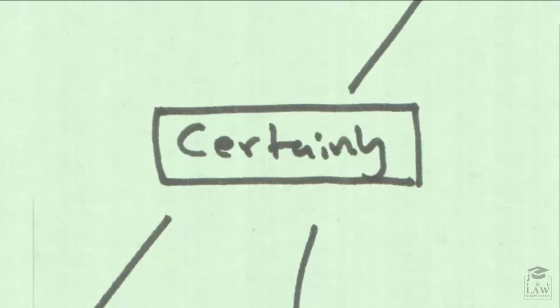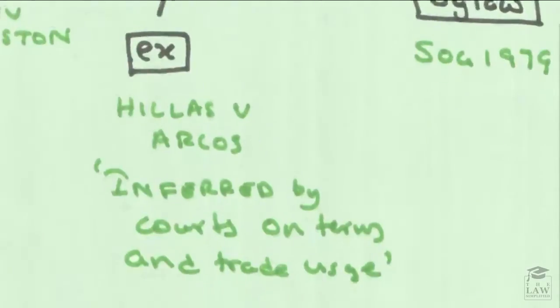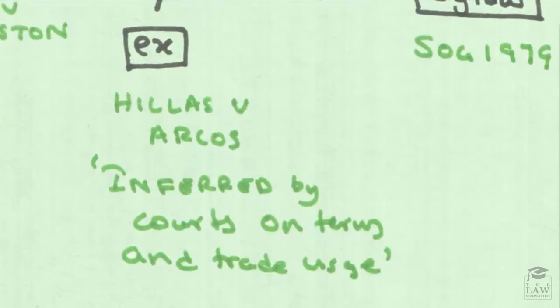However, this is also open for interpretation, and there is an exception to this as well, as in Hillis and Arcos. In Arcos, what was stated is, even though there might not be an element which is required for a contract to be considered as certain, where it can be inferred by court in relation to the trade usage itself, then there might be an exception to this rule, and it might be stated that the contract itself is in place. Now, it must be noted that this must be taken on a case-by-case basis.